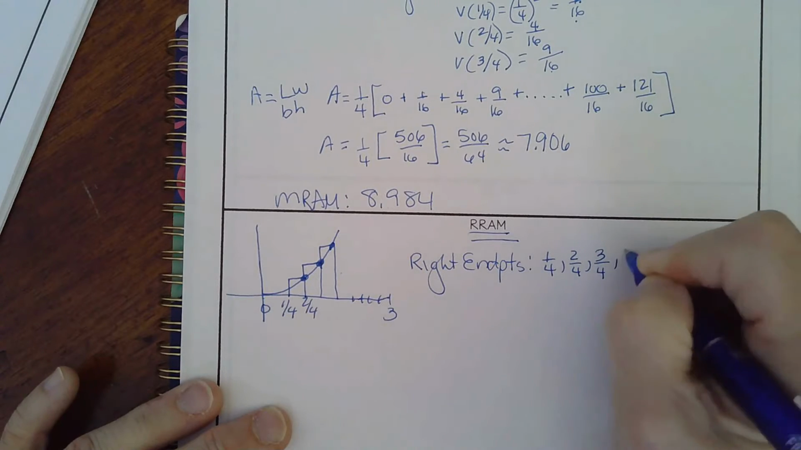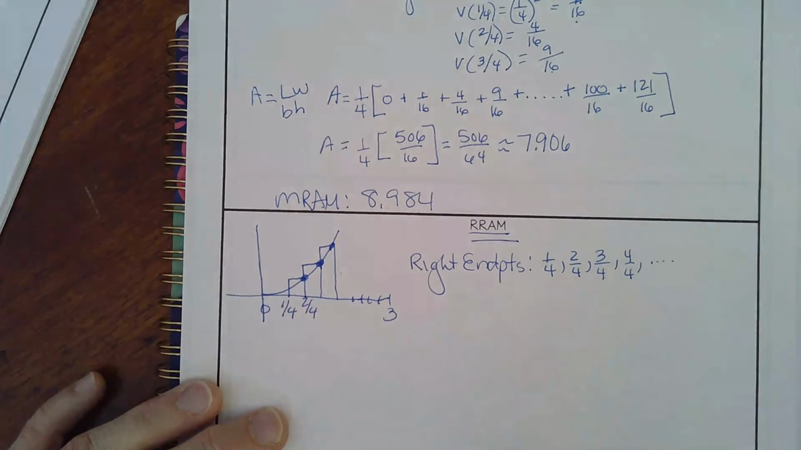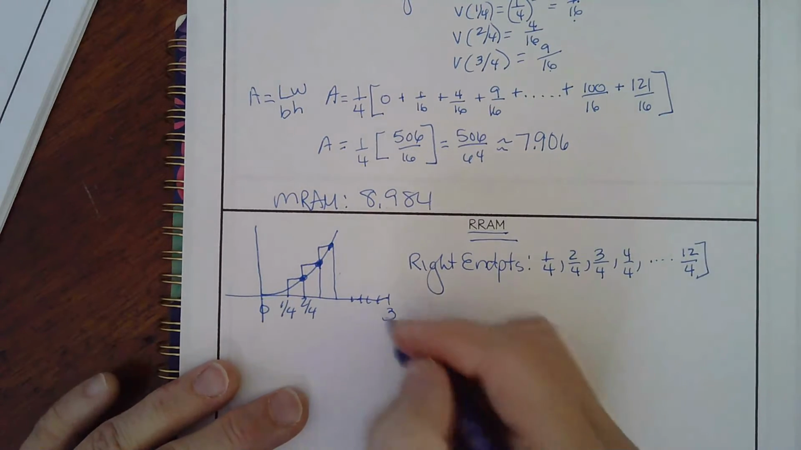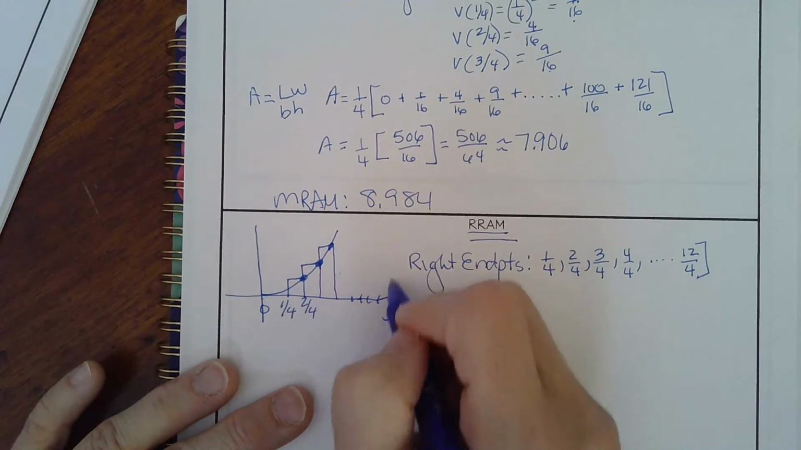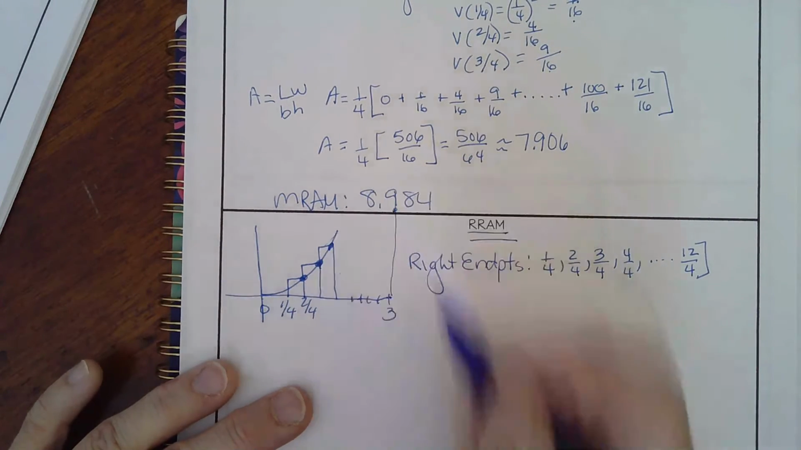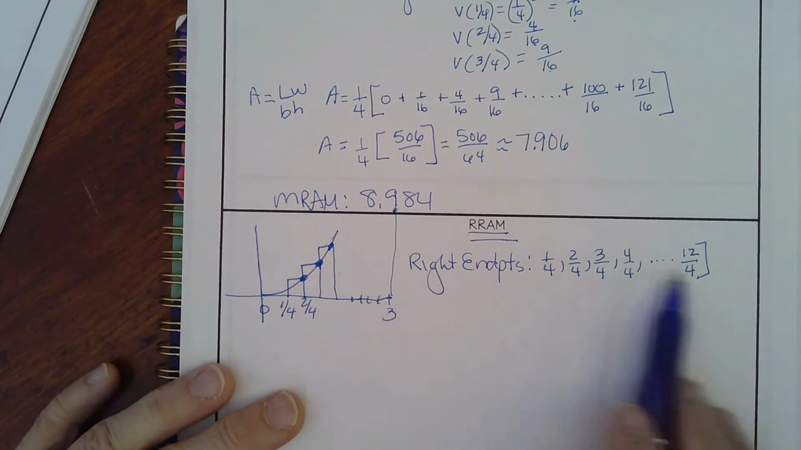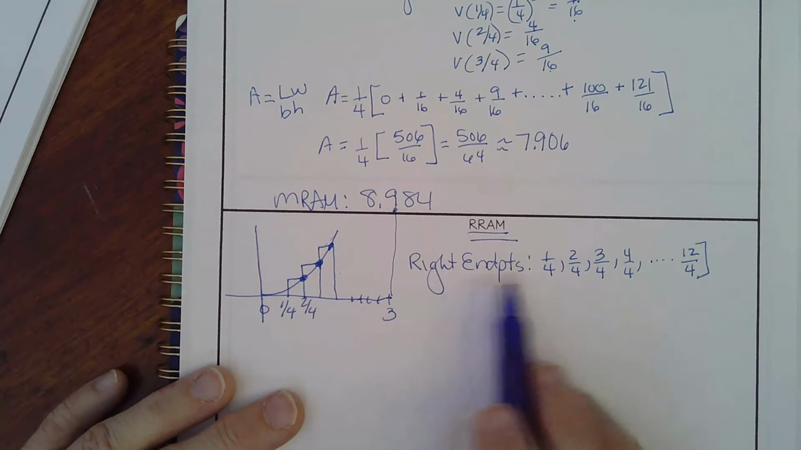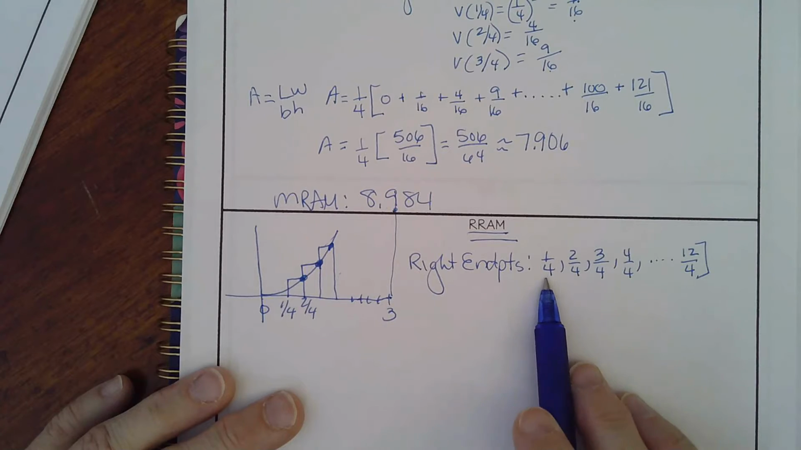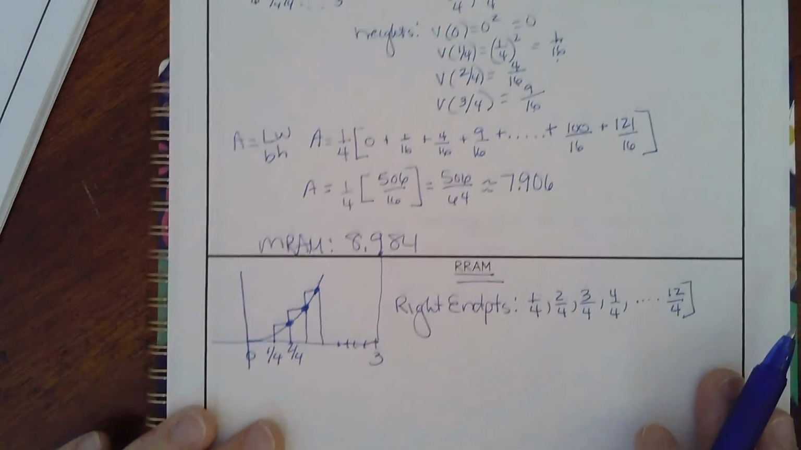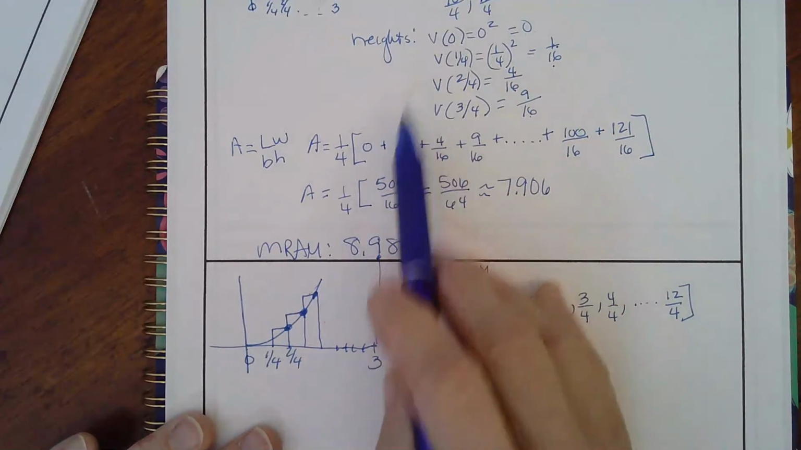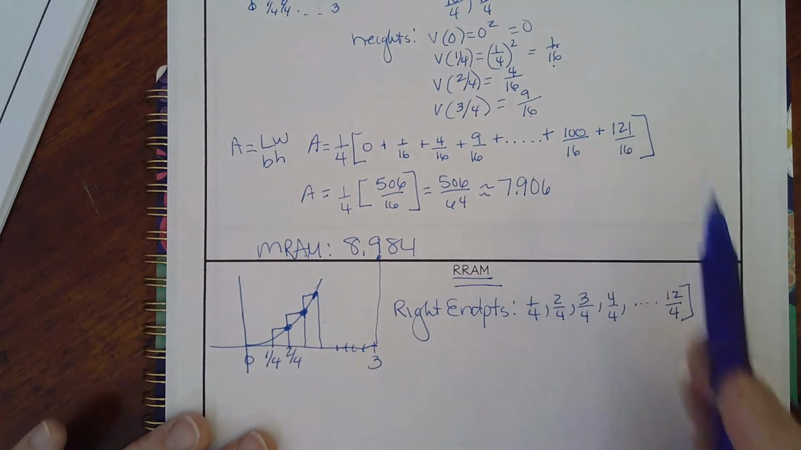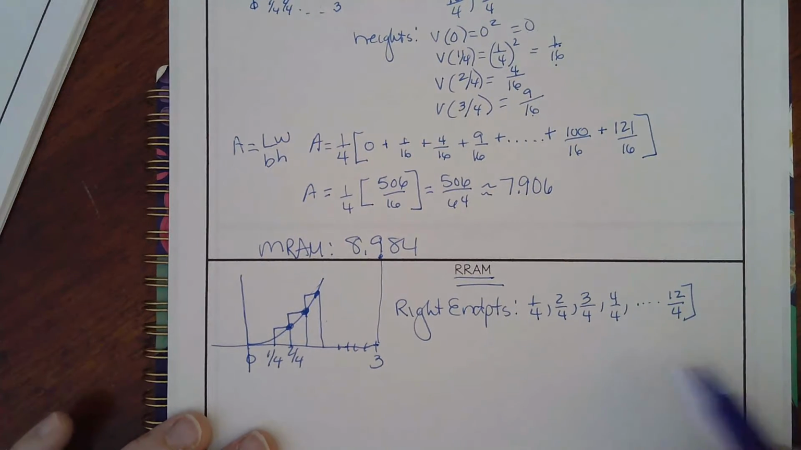3/4, 4/4, and then this is just going to continue until we actually get to 12/4, because this last rectangle will intersect this curve at the rightmost endpoint. So when we're in this particular scenario, our right endpoints don't start at 0, we start with 1/4, but we end at 12/4, and with the left RAM, we start with the endpoint of 0 and we end at 11 squared over 16. So you kind of have to pay attention to those things.